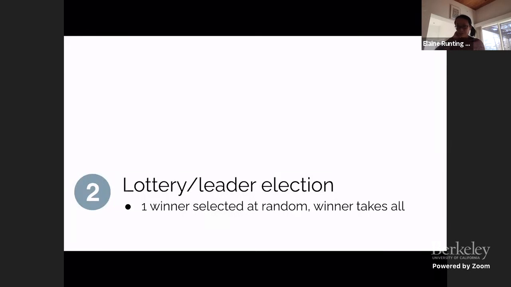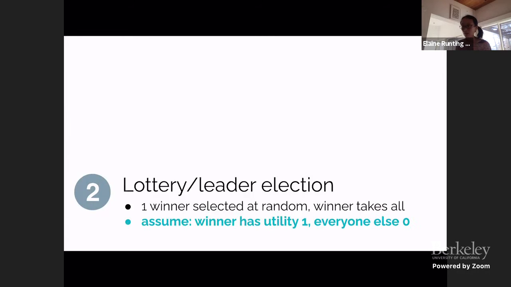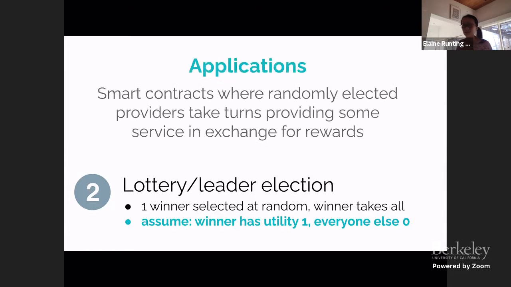Without loss of generality, we can assume a simple utility function. Let's just assume the winner has utility 1 and everyone else has utility 0. In a lottery, maybe the winner takes the whole pot, but we can always just rescale it to 1. This leader election problem actually has a lot of applications in decentralized blockchain smart contract contexts. For example, imagine there's a smart contract looking for service providers to provide some service, like a verifiable computation service. The service provider is elected at random from some pool, and in exchange for providing the service, you get some reward. So everyone is eager to be elected and make a profit.